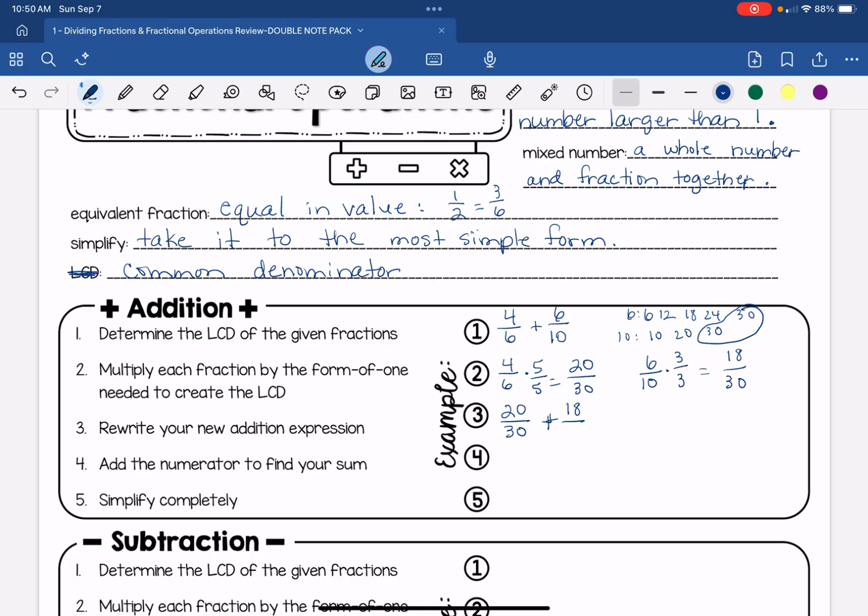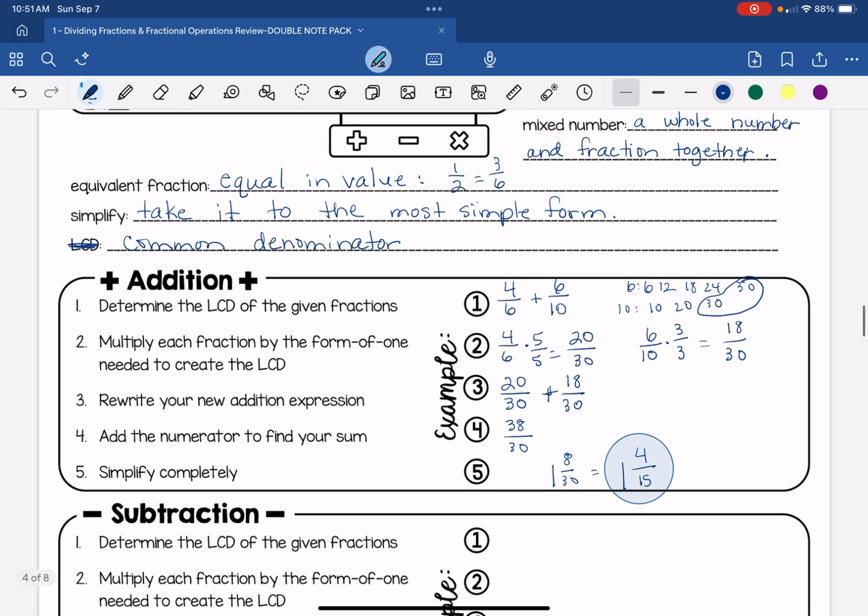That is step 3. Step 4 is answer it. So 20 plus 18 is 38 over 30. My last step is to simplify this. So 30 goes into 38 one time. I have 8 left over. I can simplify 8/30ths by dividing the top by 2 and the bottom by 2. And my answer in simplest form would be 1 and 4/15.